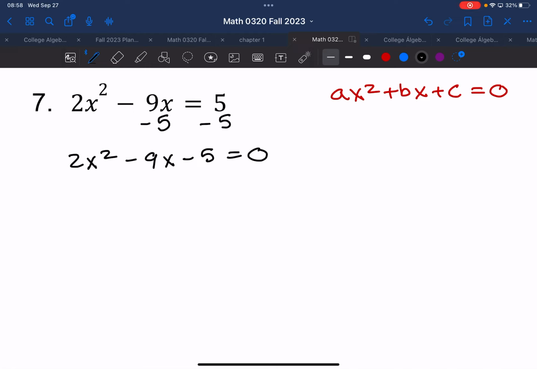Now that we have everything in the correct order, we're going to use whatever method we learned so far to factor. So whatever method you find easier, that's the method you would use. On the notes, I'm just going to be using factor by grouping. So for factor by grouping, I know I have to multiply my a times my c. So a times c is 2 times negative 5, which is negative 10. And my b value is negative 9.